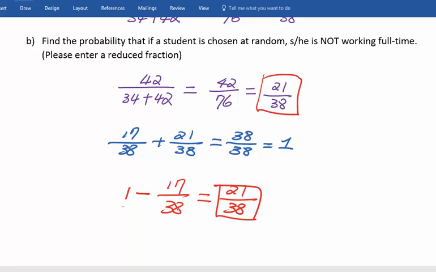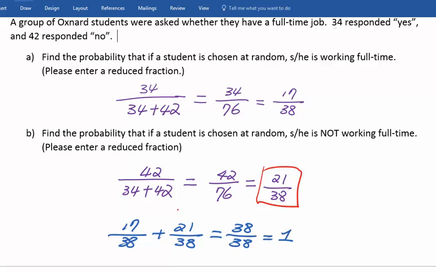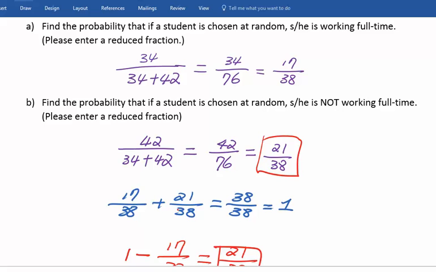So once again, the group of students who are working full-time is a complement of the group of students who are not working full-time. And when I sum up those two probabilities, I have 1. And this is the knowledge you will be using to solve some of the later problems.